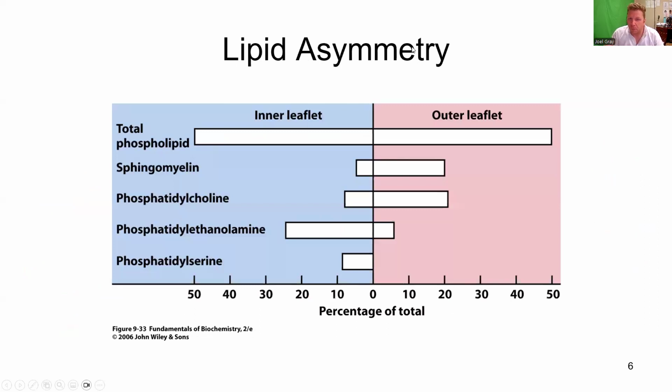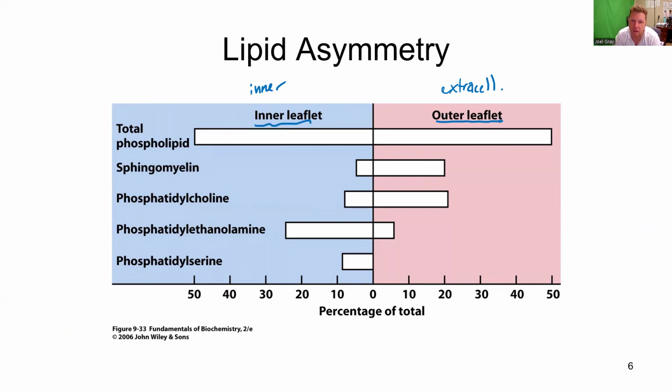Now, this brings up the terminology that I was talking about a little while ago, inner leaflet and outer leaflet. So if we think about a lipid bilayer, the outer leaflet is the portion that's exposed to the extracellular space. And the inner leaflet is exposed to the inner portion of the cell.